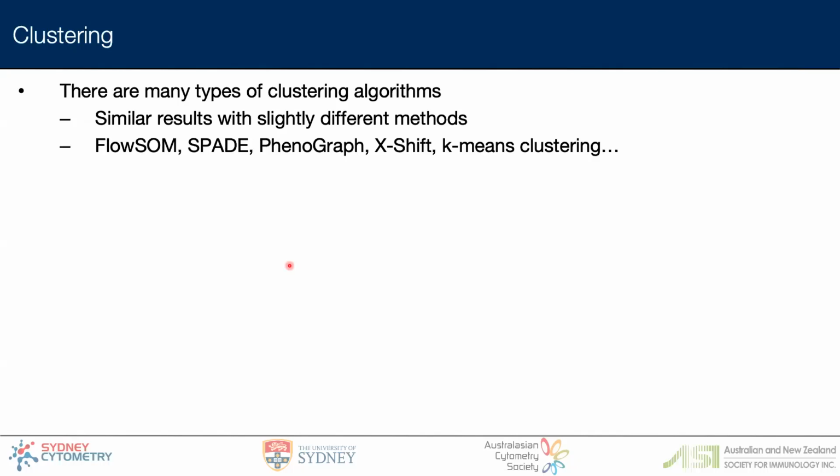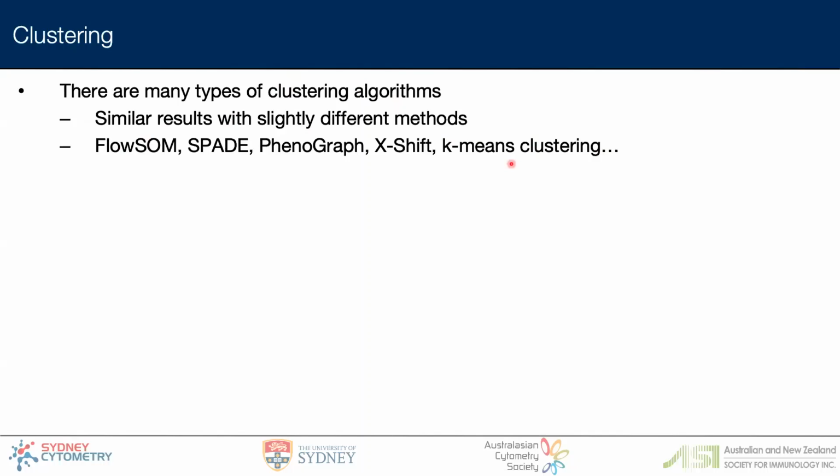So we'll start a bit on clustering. There are a range of clustering algorithms available. And as I said, in theory, the goal is very similar. They want to be able to group cells together based on how similar their phenotype is. And this is just a few listed here.